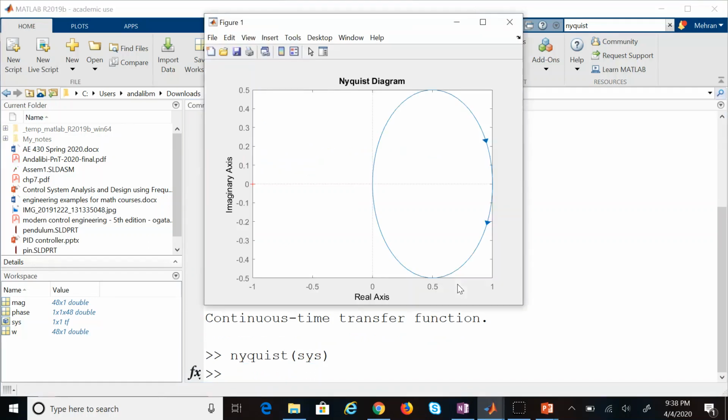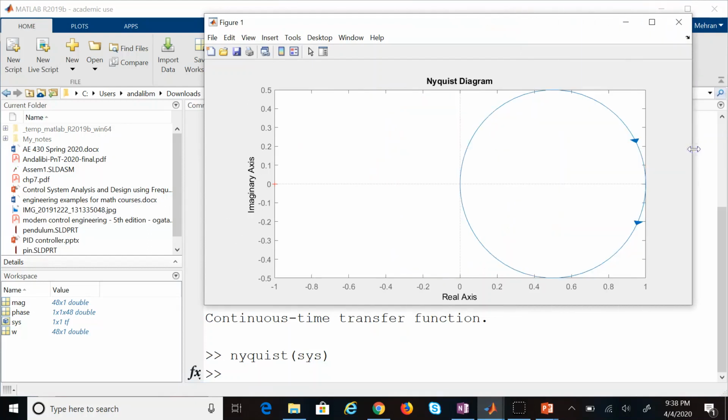And if you look here, I expected a semicircle below the real axis, but I see a full circle now. All you need is to use the data tip or data cursor. If you click here, you see positive frequencies. Okay, so you see here the frequency is 9, right?